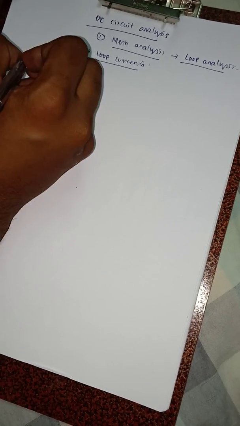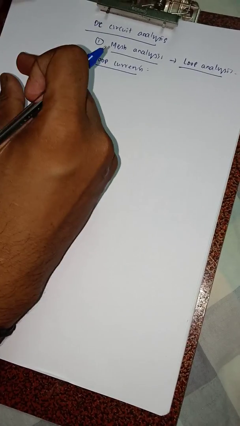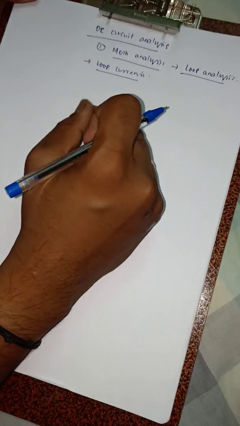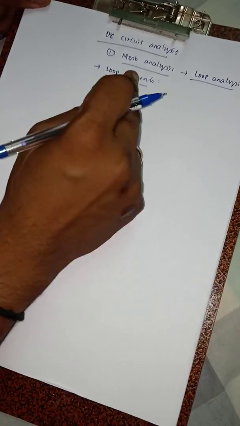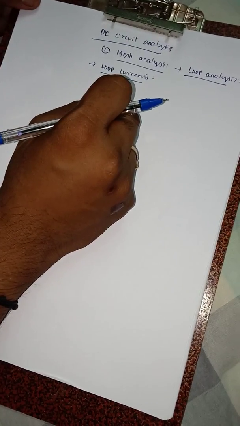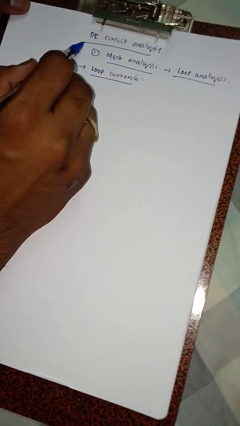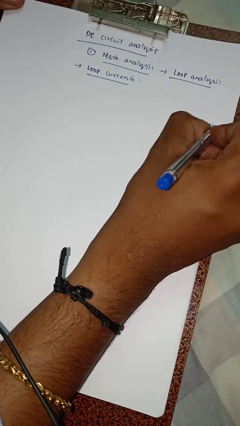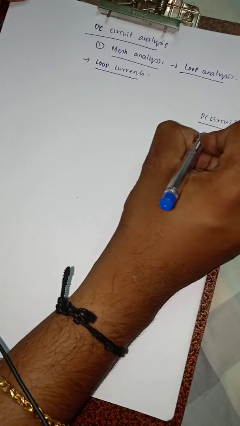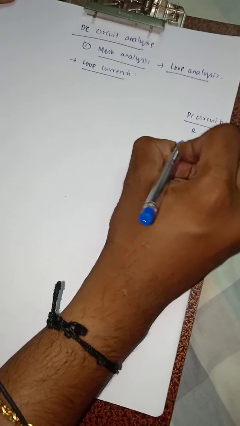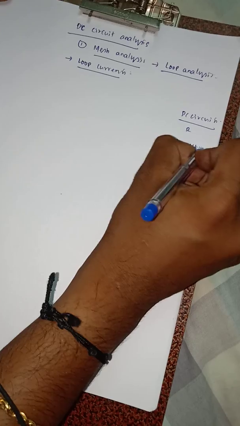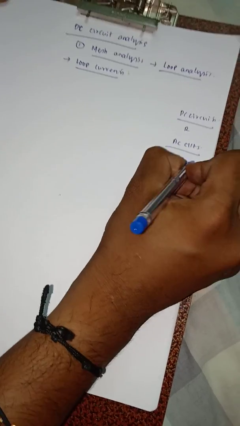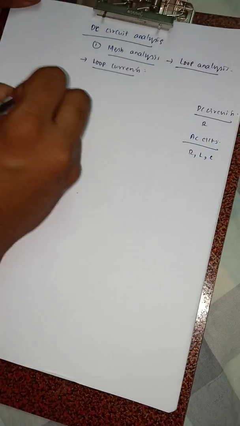In a circuit, if we are having multiple number of loops, for example, if we are having one source and there are 5 loops, the current that is flowing in the 5th loop could be found easily by using this mesh analysis. As far as the title is concerned about DC circuit analysis, the DC circuits are something which will be dealing only with resistance, and the next one is your AC circuits, which will be dealing with your resistors, inductors and capacitors.